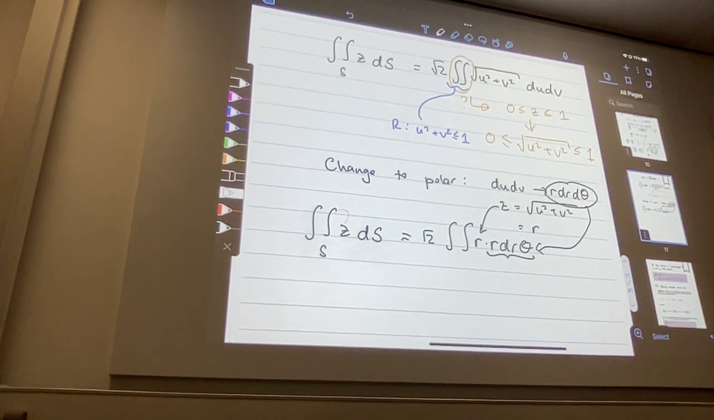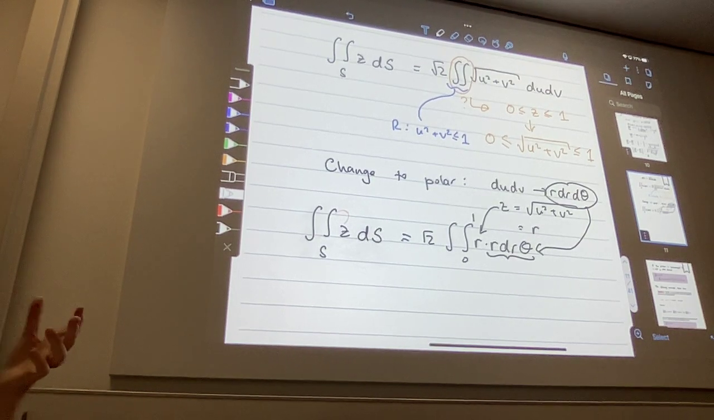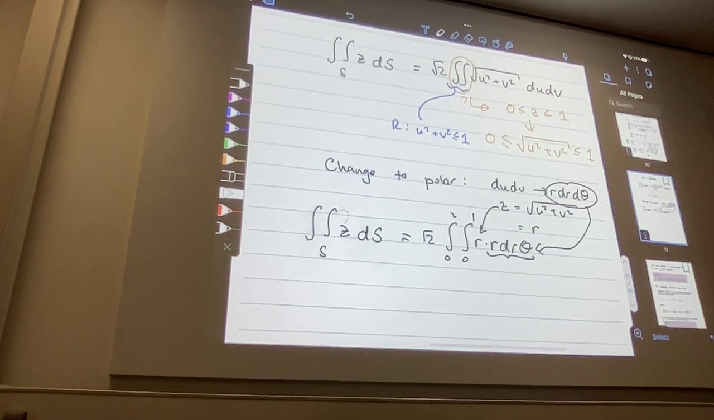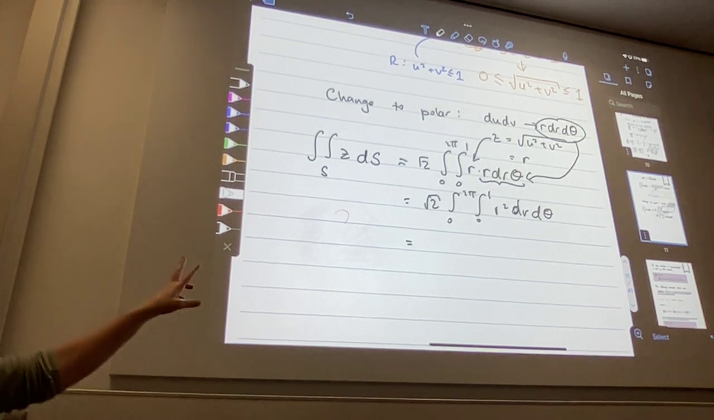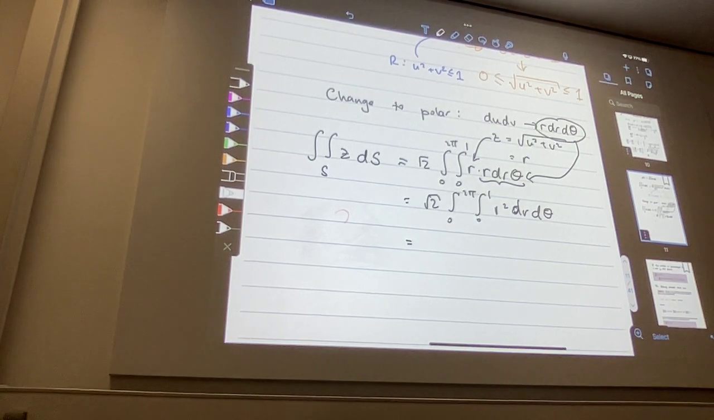In polar coordinates, you can check. So I'm integrating r from 0 to 1 because that's my z. And I want to go the whole way around, so I'm going from 0 to 2 pi. So finally, my integral looks like this. And if you spent a little bit of time, this is not a tough one to do, so we do r first and then theta, but you will find out that you get that.